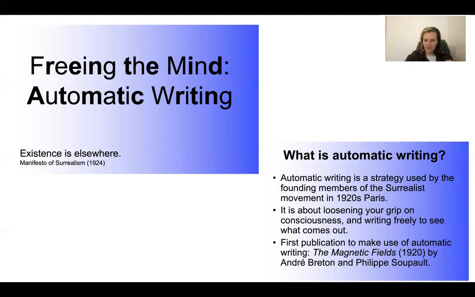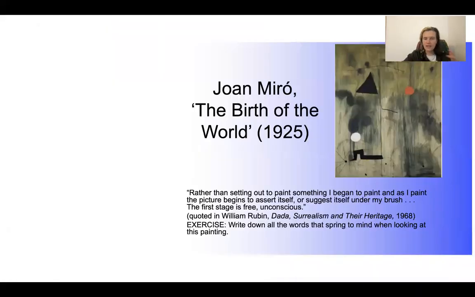So that's automatic writing. And obviously in surrealism, this is very much linked to visual art, they are connected, and painting. So this is Joan Miró's The Birth of the World. What he said about painting, he says, rather than setting out to paint something, I began to paint. And as I paint, the picture begins to assert itself or suggest itself under my brush. The first stage is free, unconscious.